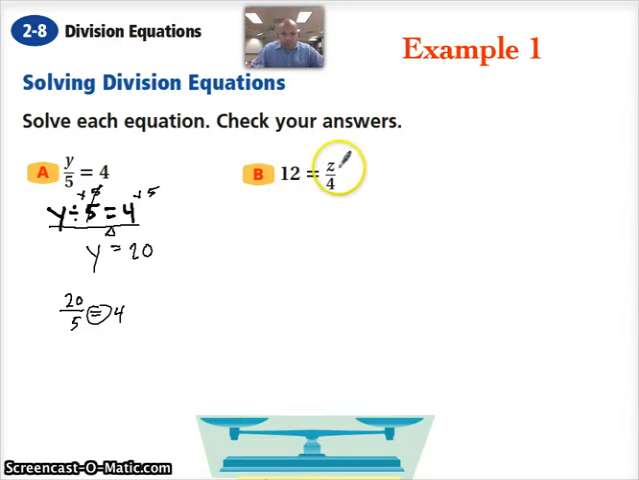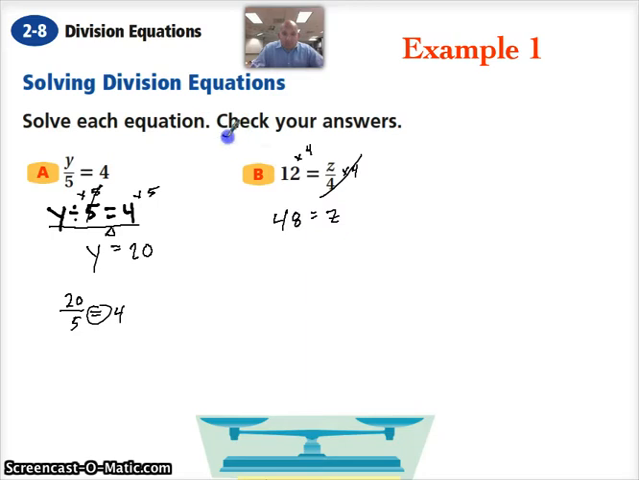Let's go to 12 equals z divided by 4. This time I'm not going to rewrite it with the division sign. I'm simply going to acknowledge that in order to isolate the variable here, z divided by 4, I've got to multiply by 4. So I'm going to multiply by 4 on this side, and in order to keep the equation balanced, I need to multiply by 4 on this side. Well, 4 divided by 4 is simply 1, and 1 times z is z, so the z drops down. 12 times 4 is 48.